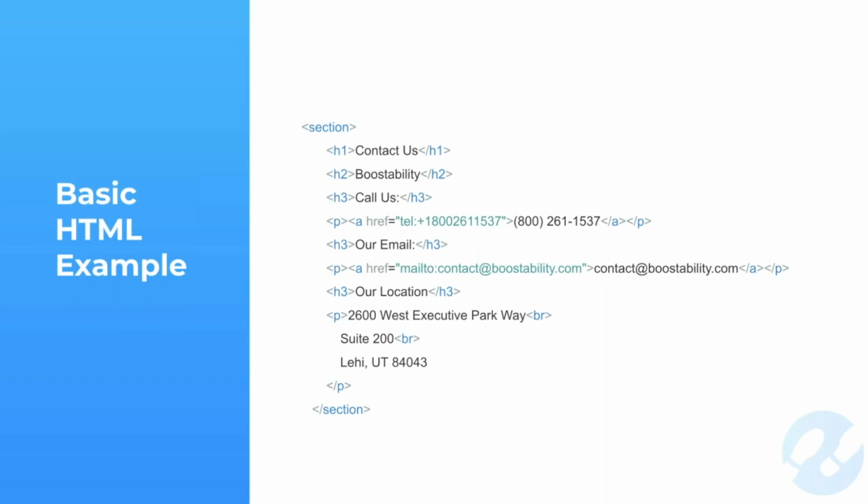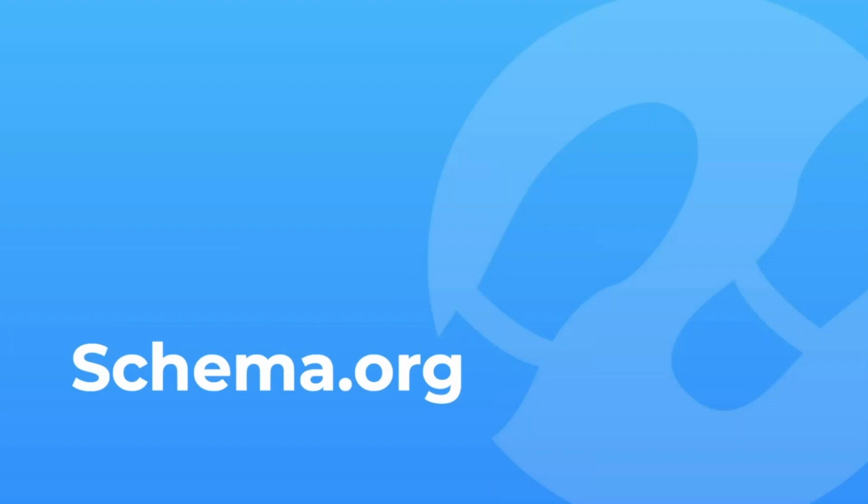So I have an H1 that says contact us and an H2, Boostability. What signals to the crawler is that this is the heading, and this is a paragraph. But what "contact us" and "Boostability" mean, it doesn't understand. There's no ability for it to understand the relationship that "call us" is related to the next line in the paragraph, the actual phone number, and that it's all related to Boostability, or to an organization. Right. So that brings us to why we need to structure our data on the content.